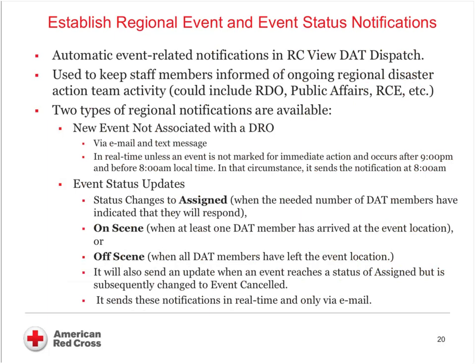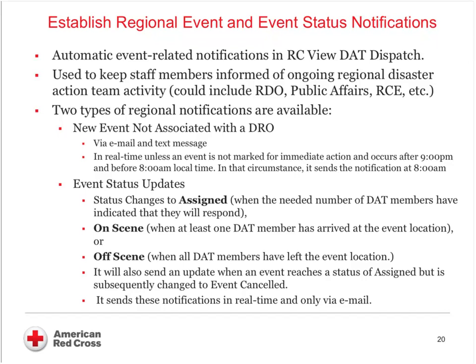So establishing your regional event and event status notifications, this can be really helpful to let other folks know in the region what's going on, people who might not necessarily be directly impacted or not going out on the response, but they need to know what's going on. So that could be public affairs, regional chapter executives. So you'll be able to create 2 different types of regional notifications that are available. So the first one is going to be associated with a new event that's not associated with a DRO.